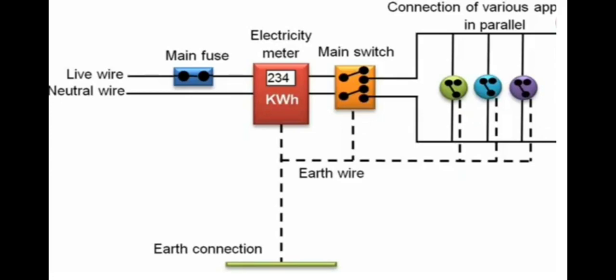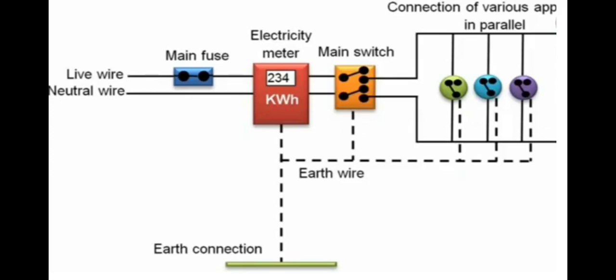The electricity supplied to your house is actually an alternating current having an electric potential of 220 volt. Both the live wire and the neutral wire enter into a box where the main fuse is connected with the live wire. After the electricity meter, this wire enters into the main switch which is used to discontinue the electricity supply.